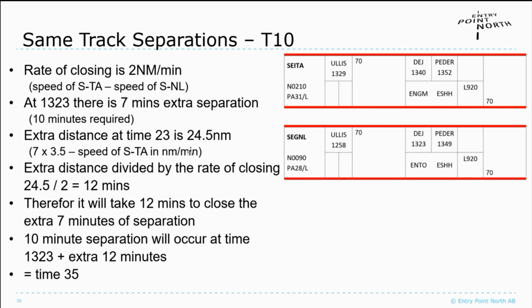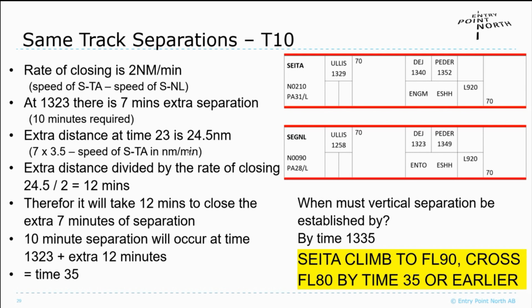So we know that the 10-minute separation exists at that point in time. However, of course, at time 3-6, that separation no longer exists. So 3-5 is our limit, so we need to do something by then. So we need to establish vertical separation by time 3-5. In this case, we have elected to climb Sierra Tango Alpha. Sierra Tango Alpha climbed to flight level 90, cross flight level 80 by time 3-5 or earlier. Of course, we don't mind if they get there at time 3-4 or 3-3, as long as they are at 80 or above by time 3-5. And now we have ensured that we have 10 minutes vertical separation between these two aircraft.